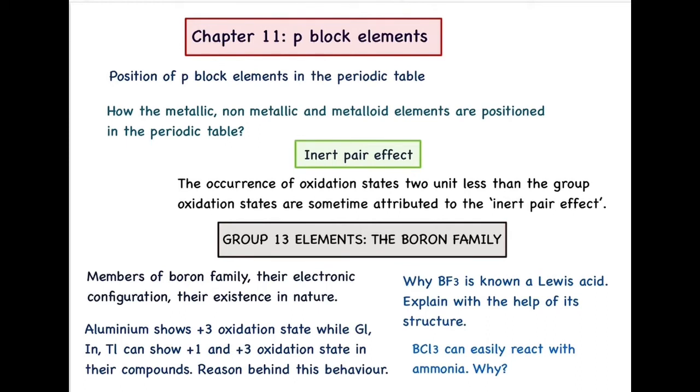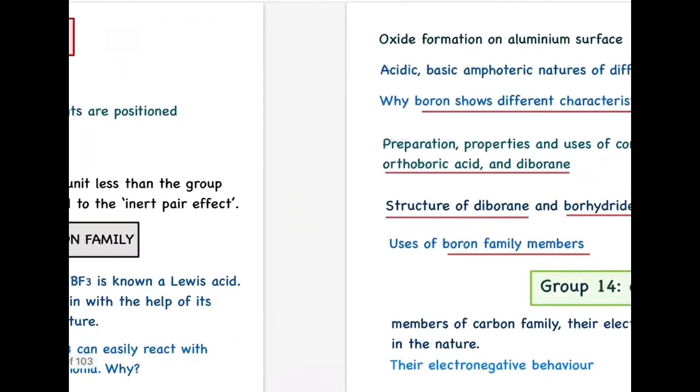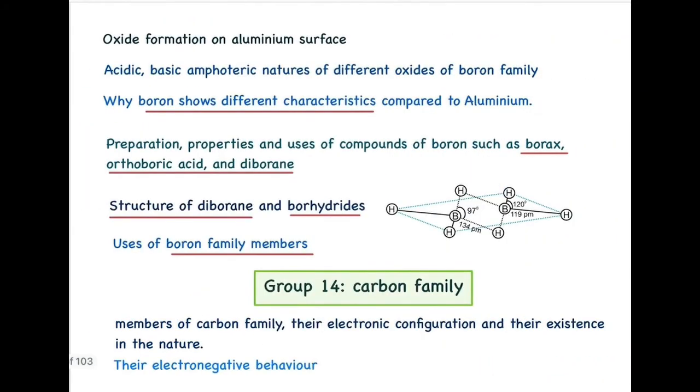Why is boron trifluoride known as a Lewis acid? Explain with the help of its structure. Boron trichloride can easily react with ammonia. What could be the reason behind it? There will be oxide formation on the surface when they react with either atmospheric air or with an acid.